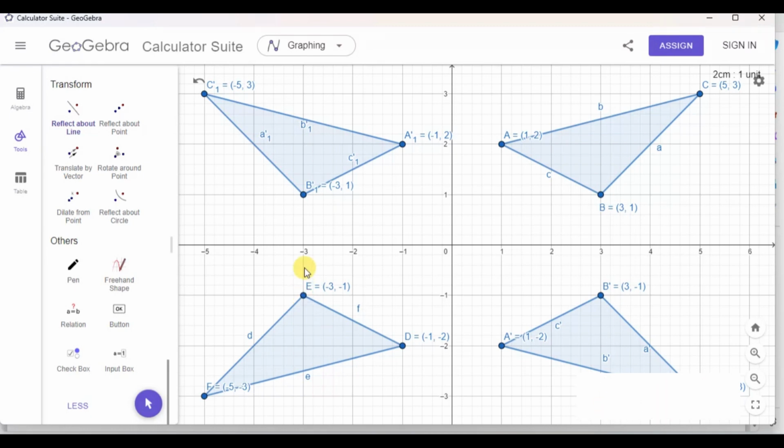In the next tutorial, we'll look at how we reflect along a particular point and along a particular line, say x equal to 2, y equal to 3, and not around the origin.